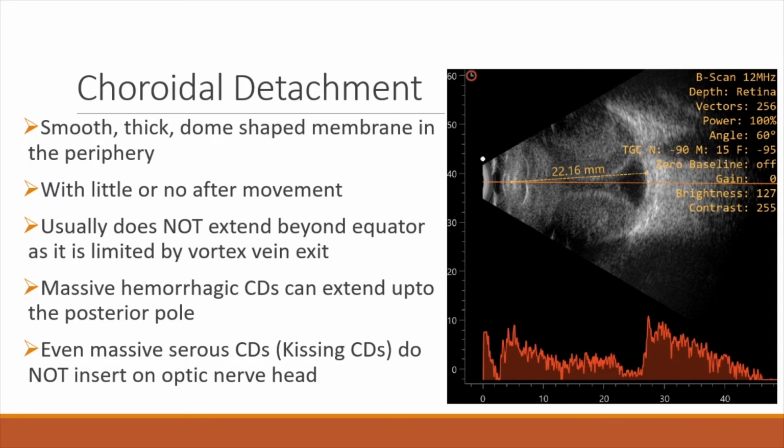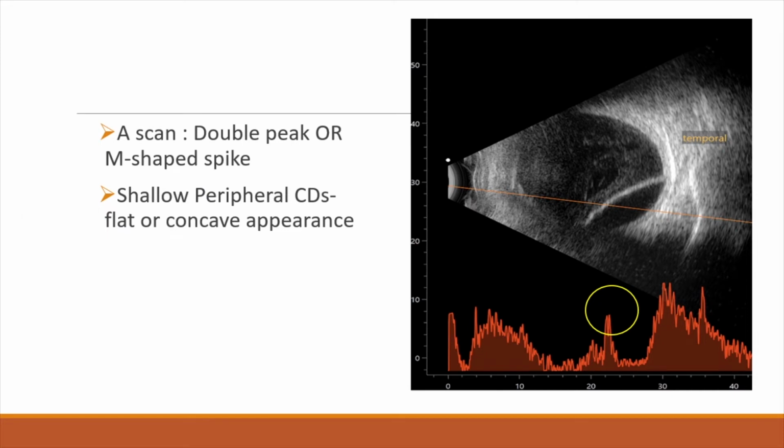So USG in choroidal detachment, we can see a smooth, thick, dome-shaped membrane in the periphery with little or no after movement. Usually it does not extend beyond the equator as it is limited by vortex vein exit. Massive hemorrhagic CDs can extend up to the posterior pole, and even massive serous CDs do not insert on the optic nerve head. On A scan, the classical sign is M-shaped spike or double peak sign that we can see here. The first spike is suggestive of retina, and the next spike is from the choroid. It is called M-shaped spike.